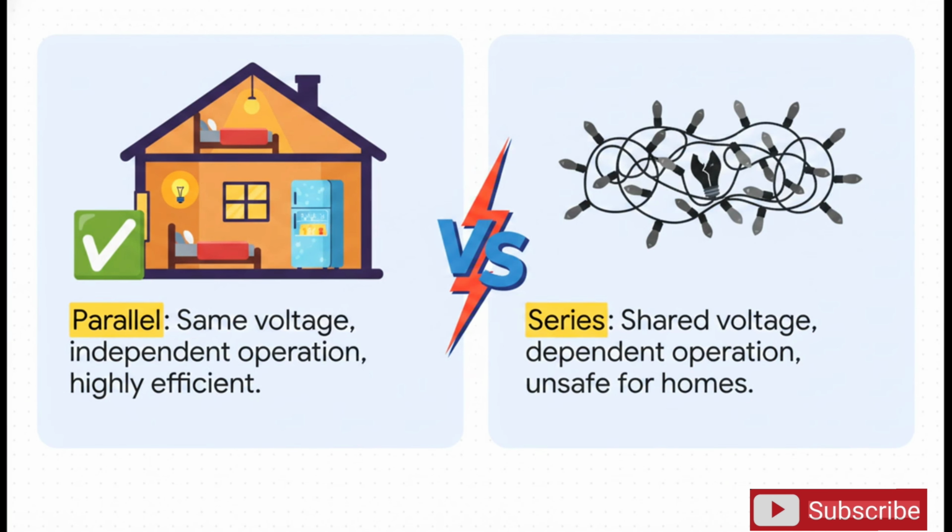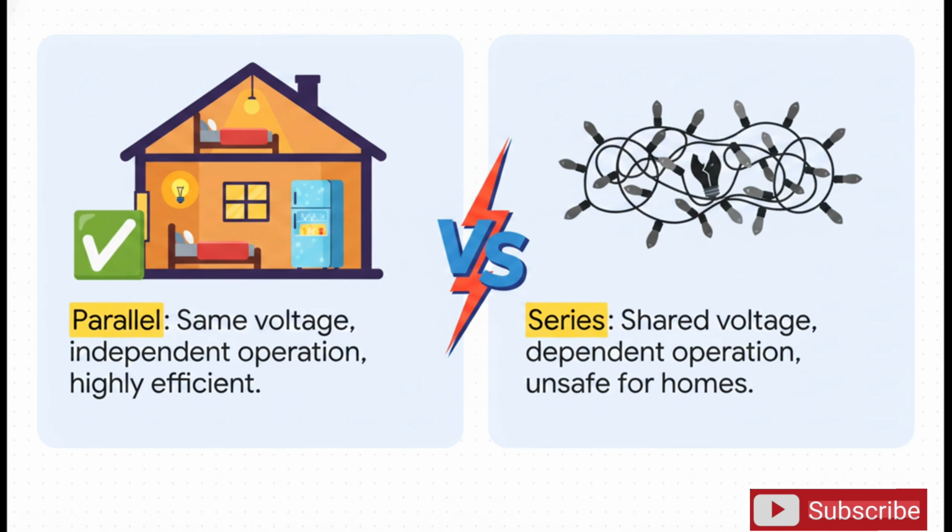All right, let's pull this out of the textbook and into the real world for a quick showdown. Parallel versus series circuits in your actual house. We wire our homes in parallel. Why? Because it guarantees that every single appliance gets the exact same voltage. It also ensures independent operation. Think about it.